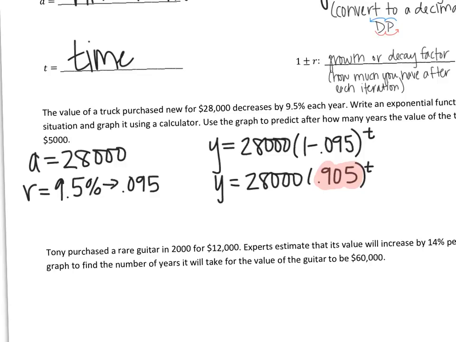So if I keep reading, now it says we wrote an exponential function, did that. Use the graph to predict after how many years the value of the truck will be $5,000. So my value of my truck is decreasing. It's decreasing at a pretty steady rate. So we need to figure out when it's going to be $5,000. So we're going to graph it.